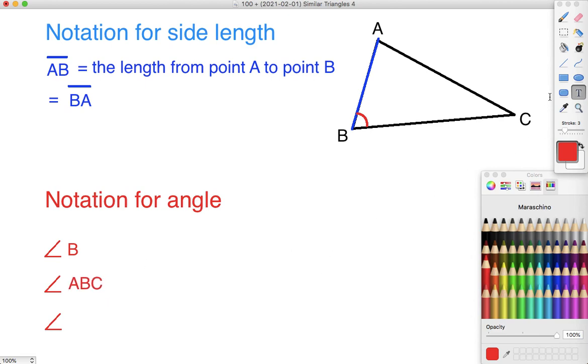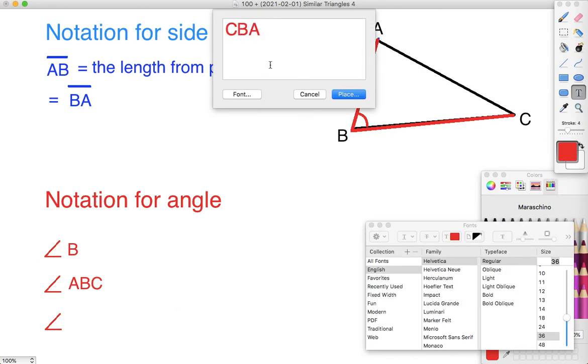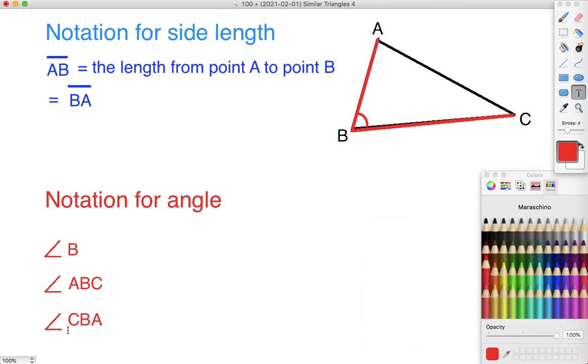And when I say angle ABC, it's basically me showing that if I start here at A and I go to B, and then I go from B over to C, the angle is the one in between those two line segments. That's the one I'm talking about. And I could also go CBA for similar reasons. This is the angle in between CB and BA. All three of these things mean the exact same thing.